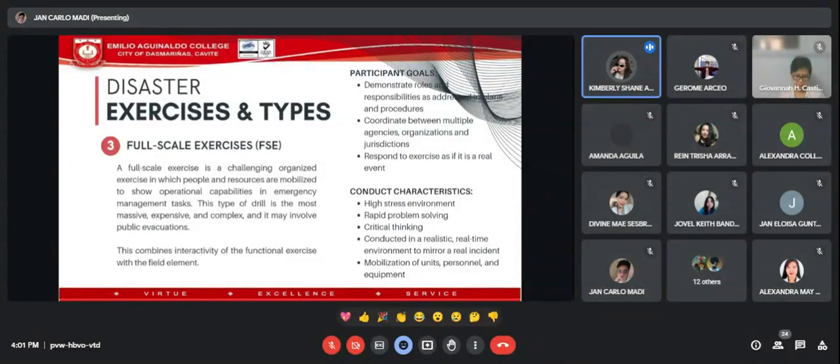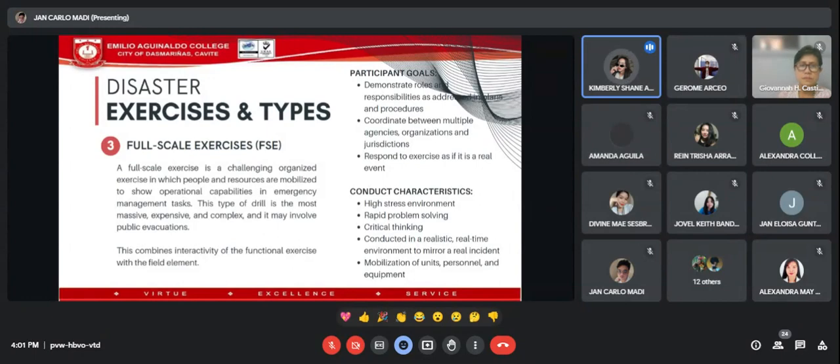And then next, dito din, kailangan din kasi dito makipag-coordinate sa iba't ibang organizations, government agencies, NGOs, tsaka yung mga emergency services. Kasi nga, itong full-scale exercise, talagang isisimulate niya kung ano ang totoong nangyayari kapag may disaster. So, kailangan makita dito yung effective communication tsaka collaboration ng iba't ibang organizations.